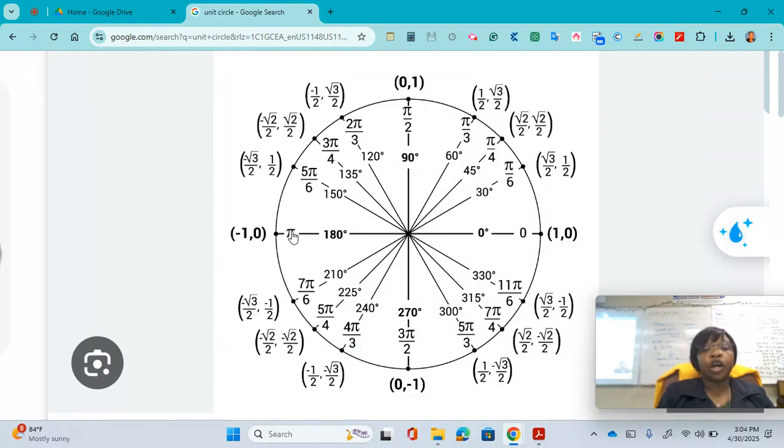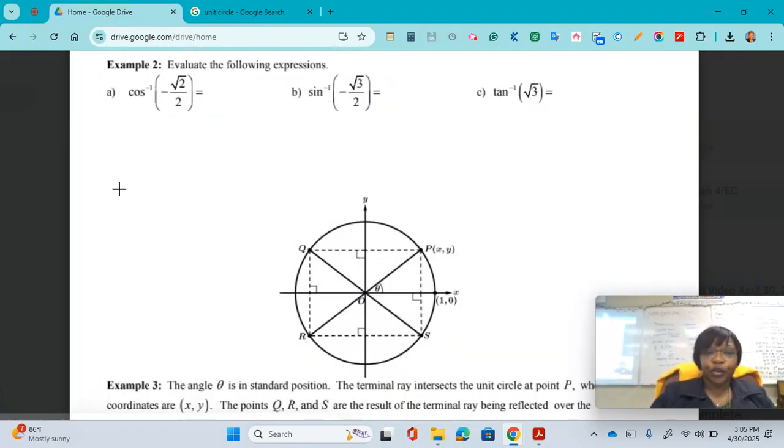In the second quadrant, we can only look between 0 and pi for cosine. So in the second quadrant, when our x value is negative square root 2 over 2, our angle, in radians, I'm sorry, is 3 pi over 4. That's how we're doing it. The inverse of sine uses the y values, positive and negative.